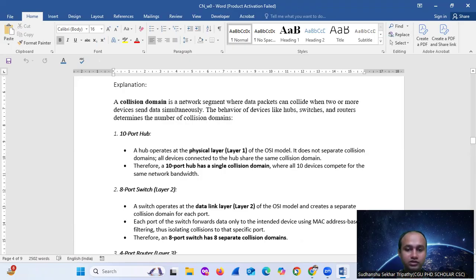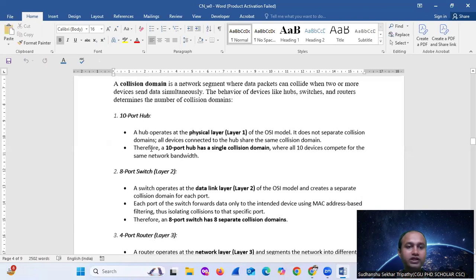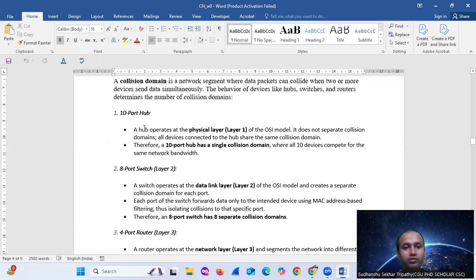So what was this, the 10 port hub? A hub operates at the physical layer, that is layer number 1 of the OSI model. It does not separate collision domains. All the devices connected to the hub share the same collision domain. Therefore, a 10 port hub has a single collision domain where all 10 devices compete for the same network bandwidth. Okay.